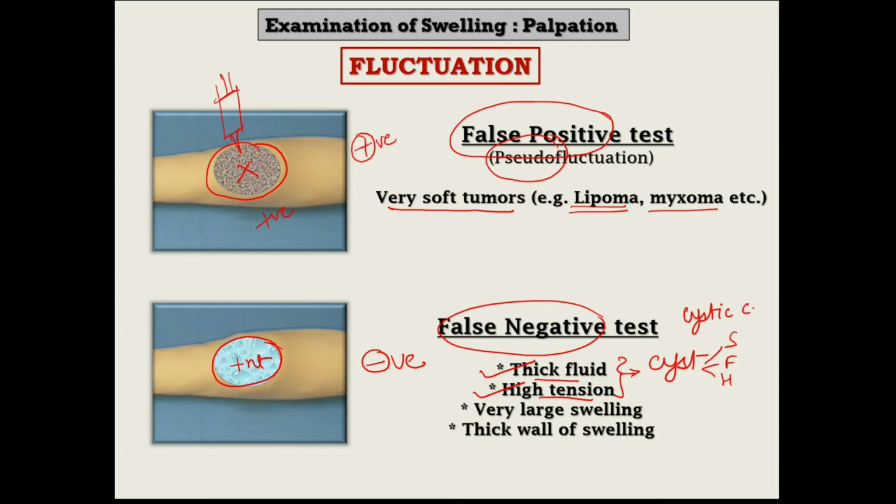The other reason for a false negative test is if the swelling is quite large. So in such cases, the wave will be generated, but it will not be able to reach properly to the watching fingers. And lastly, if the wall of the swelling is thick and calcified, then even if there is fluid inside the swelling, the test will be negative.